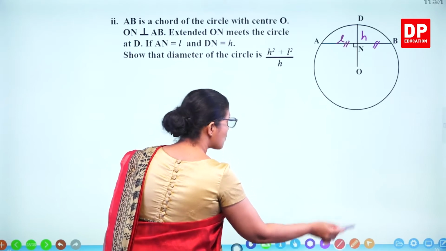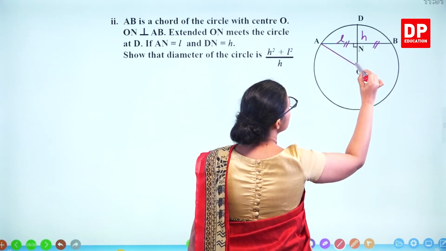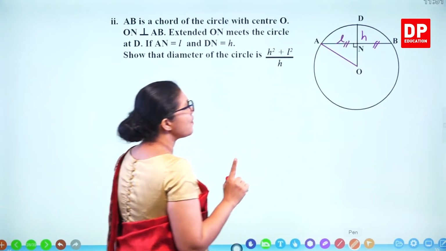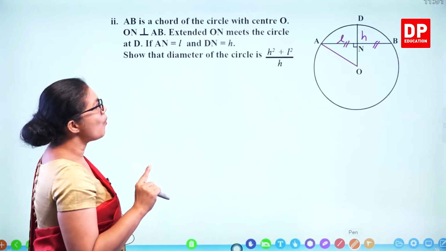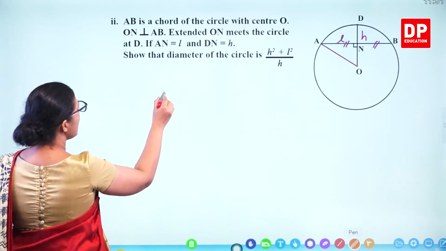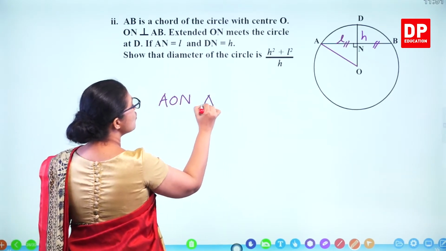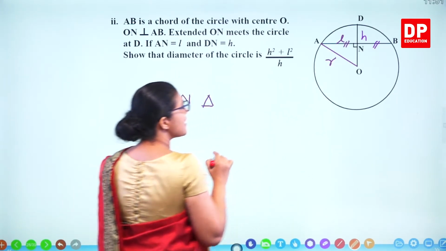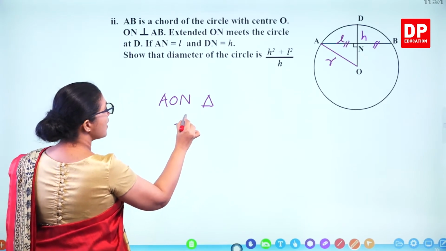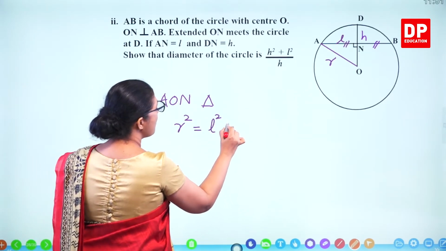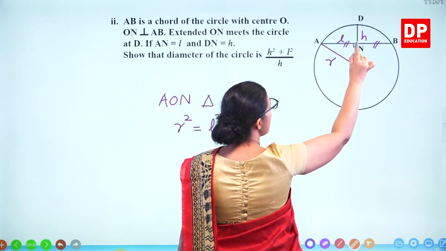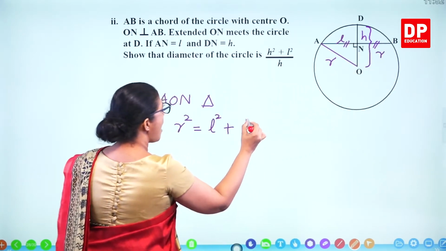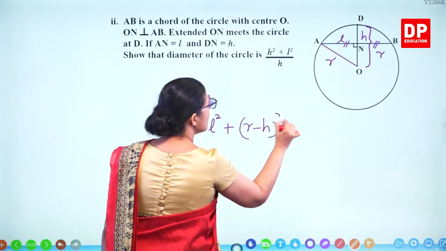And when you connect these 2 points here, just check, connect this one. That's the radius. So you can use Pythagoras theorem for AON triangle. AON triangle. Use Pythagoras theorem, that's perpendicular. OA is the radius. So we'll take radius as this OA. So R squared is equal to L squared plus. So this distance is H. This whole distance is R. That's the radius. So what is ON? R minus H. Whole thing squared.